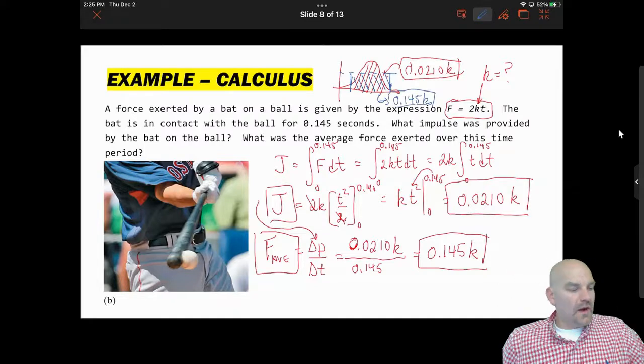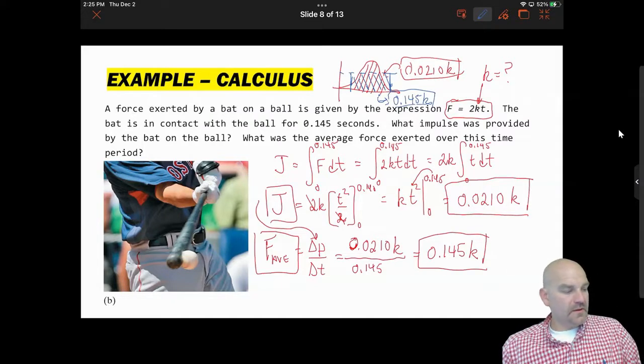All right, so from here on out, we're going to look more deeply into conservation of momentum with collisions and explosions and so forth.